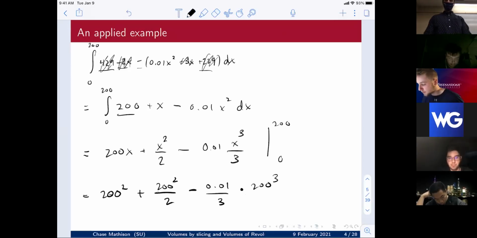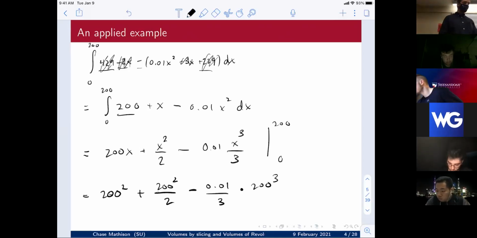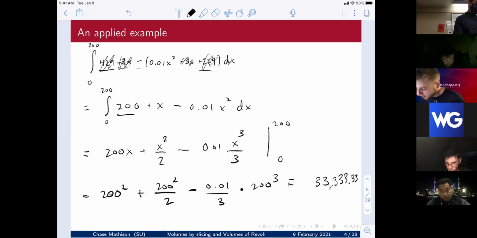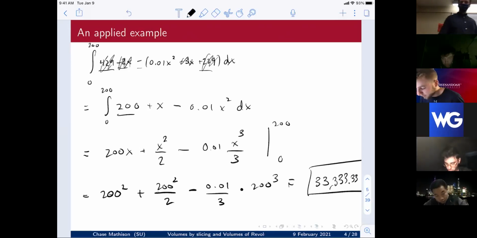So let me type this into a calculator. 200 squared plus 200 squared divided by 2 minus 0.01 divided by 3 times 200 cubed. And that gives me $33,333.33 units. You round to the nearest hundredth for whatever reason.